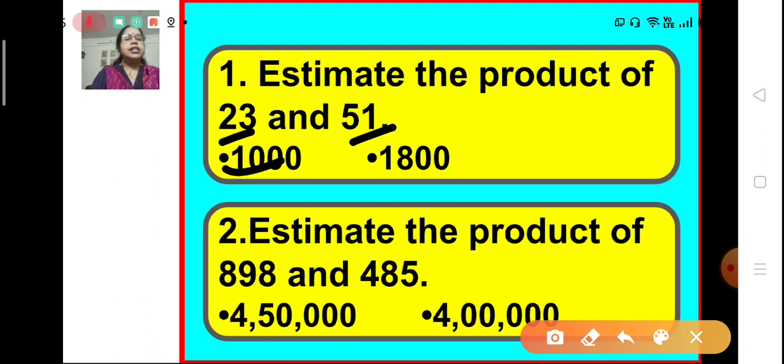Now, second one, estimate the product of 898 and 485. So 898 will become 900, rounding off to the greatest place, that is hundreds place, and 485 will become 500. And what will be their product? 9 and 5, it is 45. So 4,50,000 will be the answer. So this is the correct option.